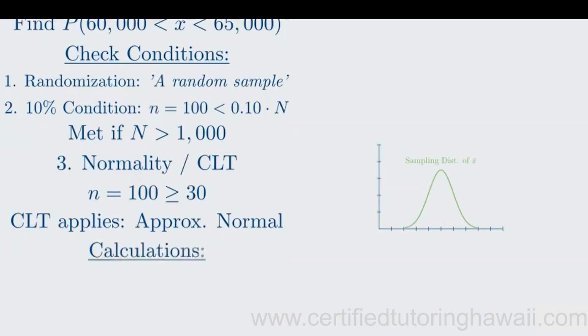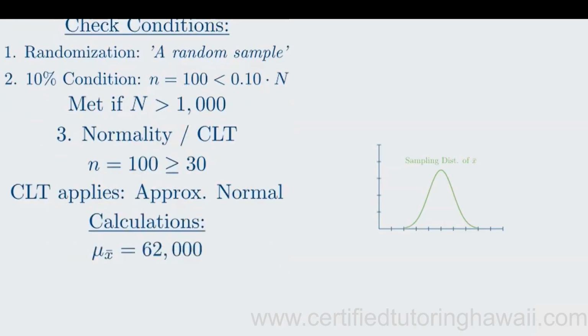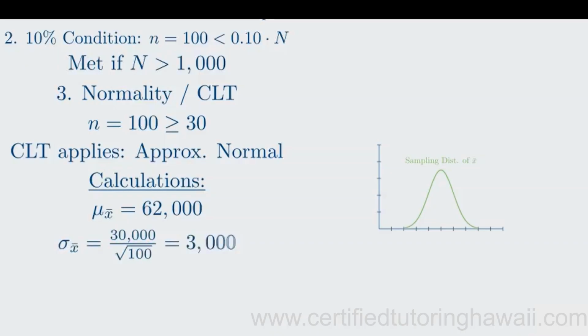Now for the calculations. The mean of the sampling distribution is the same as the population mean, 62,000. The standard deviation of X bar is 30,000 divided by the square root of 100, which equals 3,000.